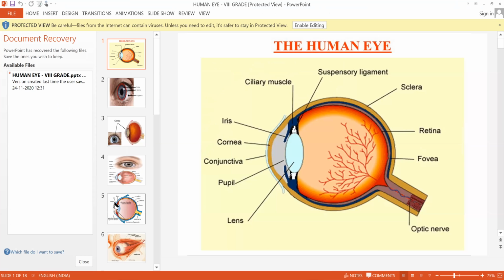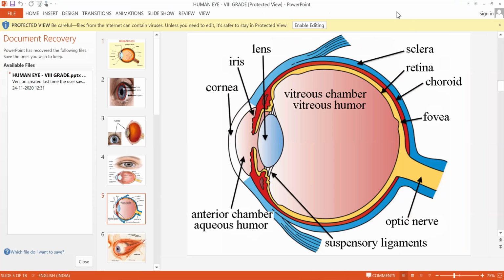Okay, one minute. We were discussing about choroid. So now you can see the choroid very clearly. Red colored indication is there. It is a network of blood vessels. Okay, inside the choroid, this pink colored region is there, which is called as retina.